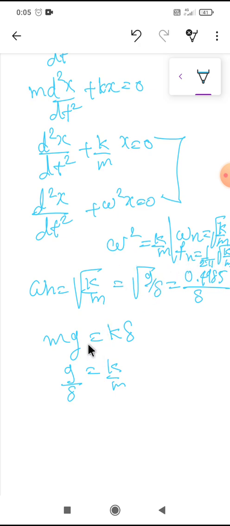Now what will be the unit of frequency? For linear frequency, it is 1 upon second, that is hertz. For angular frequency, omega n, the value is in radian per second. So this method is called the equilibrium method. It can also be called Newton's method. The next method is the energy method.